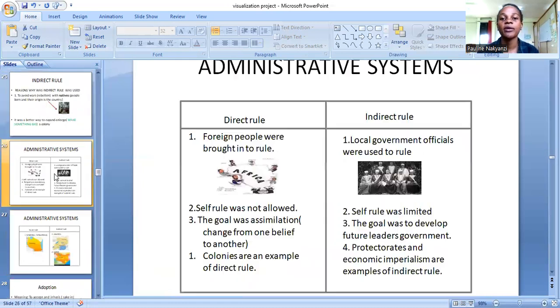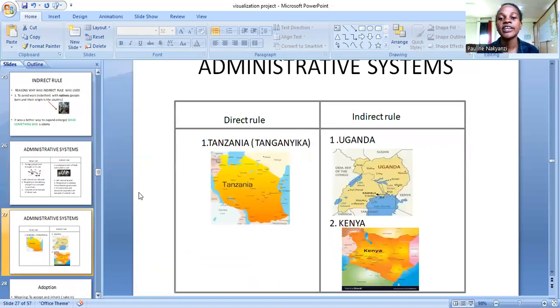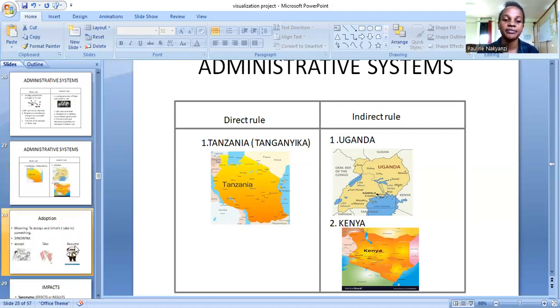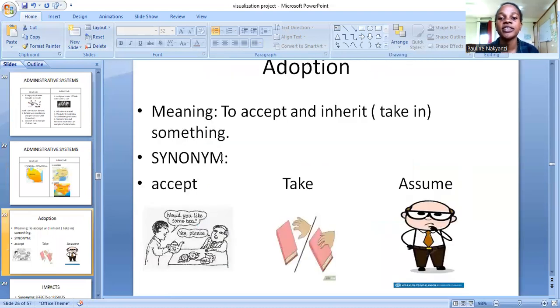Further, I used the closet, which gave the difference between direct rule and indirect rule. Again, under it, I used it to show the countries where direct rule was applied and where indirect rule was applied. Then I started explaining the other word, adoption.